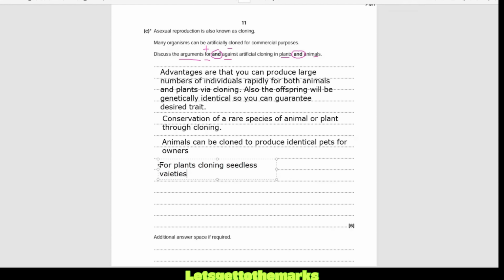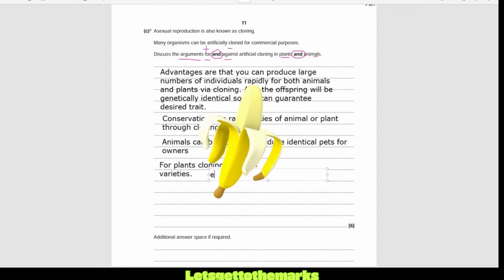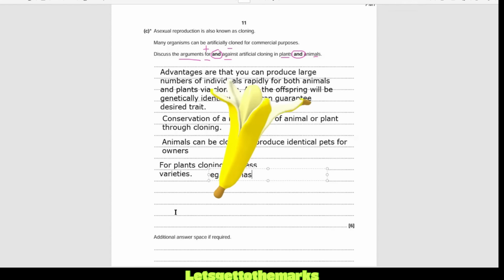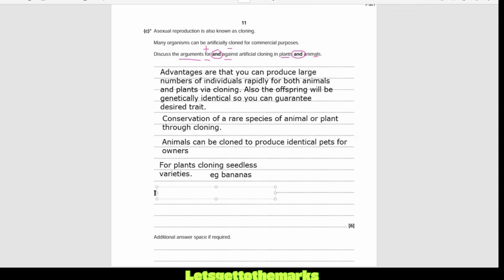I'm just going to put that for plants, cloning seedless varieties. That would be an advantage, e.g., bananas. What else? Oh, we haven't done all the disadvantages. I've definitely covered enough positives. Let's hit you with some disadvantages.